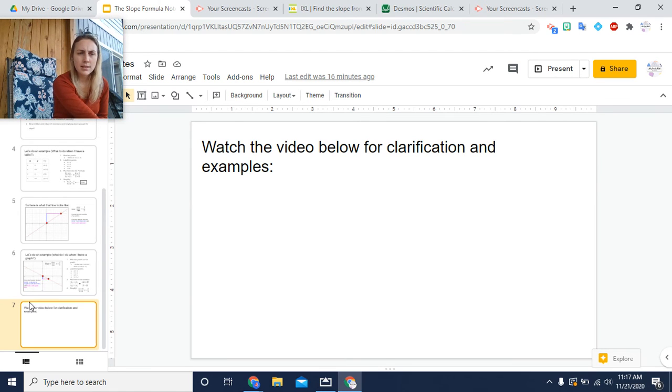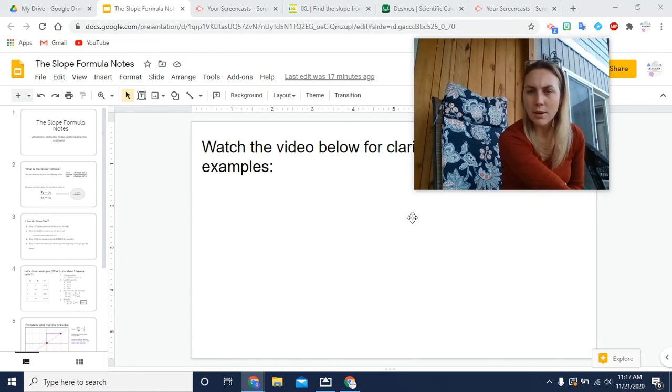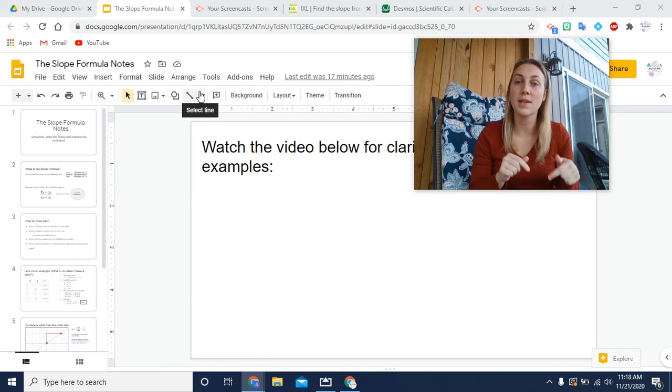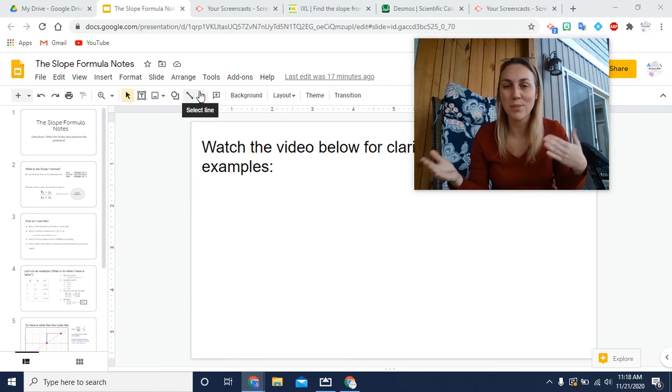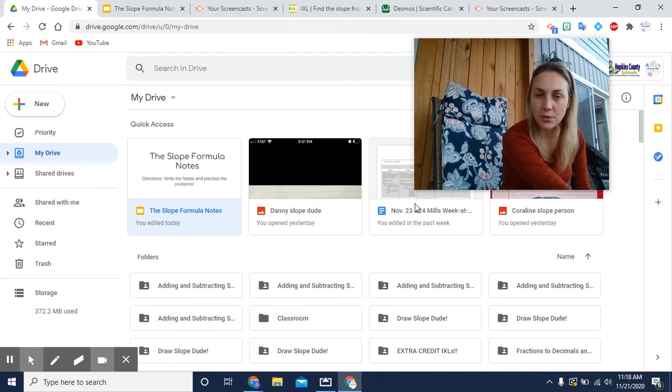I did promise last week when y'all made your slope people that I was going to show you my favorite slope people. I haven't gotten that many people submit their slope people yet, but I'll show you my favorite ones from this week, and then next week I'll probably show you some more that I really liked. So let's go ahead and go to my here real quick.